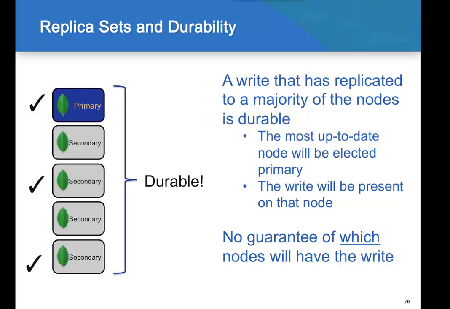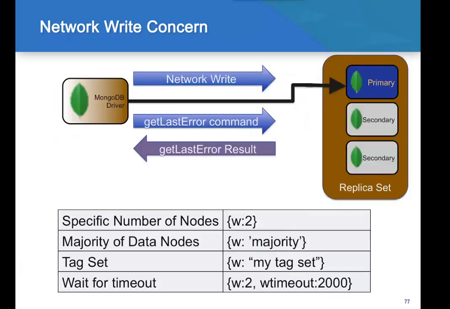Notice that there is no guarantee of which nodes will have received that write. There is a feature in MongoDB which lets you control that. It's called tag sets, but it's beyond the scope of this presentation. So now, knowing that, we can go back and talk about a network write concern.